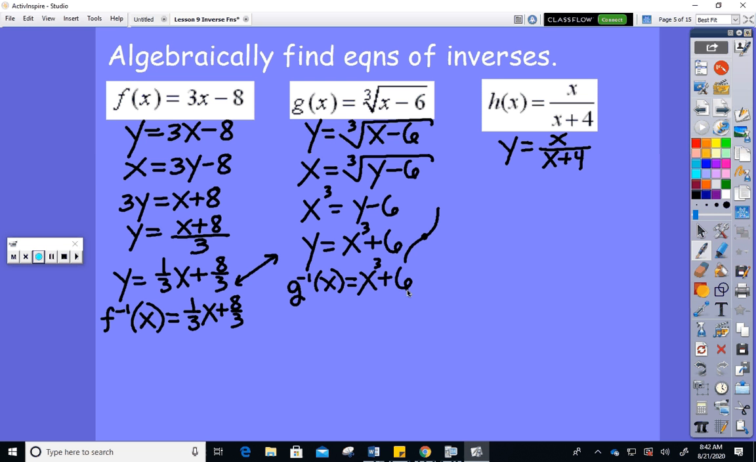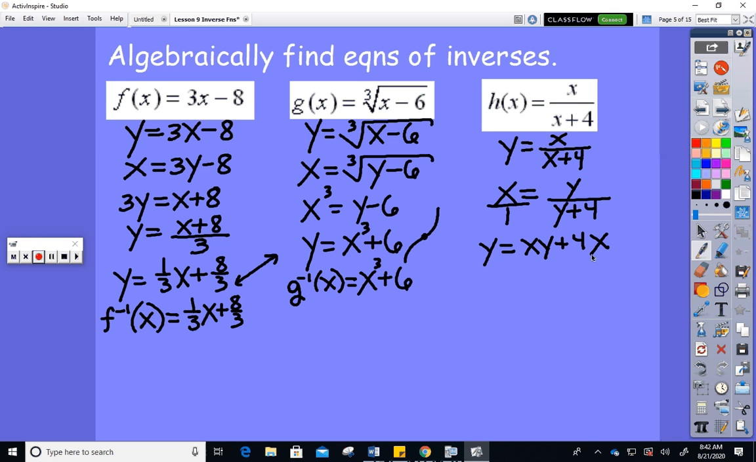So the first thing I'm going to do is say, all right, my y needs to be switched to an x. And then all my x's need to be switched to y's. So I've just enacted the inverse. Remember, inverses do nothing more than switch x's and y's. Now, I need to clean this up. So the easiest way to clean it up is to go, okay, I'm going to cross multiply. So y equals xy plus 4x. All I did was cross multiply there.